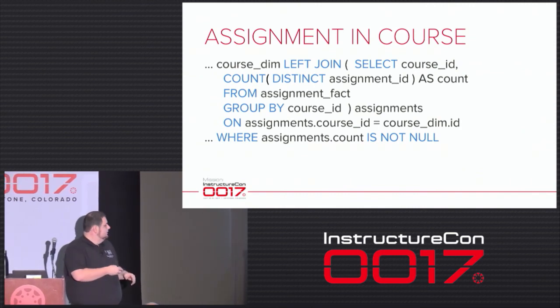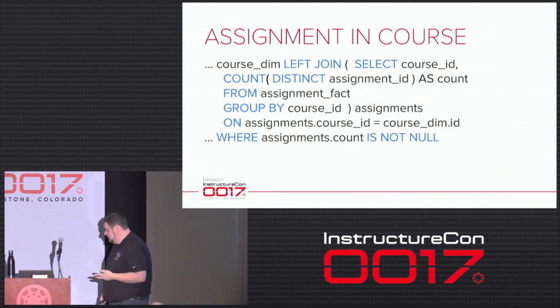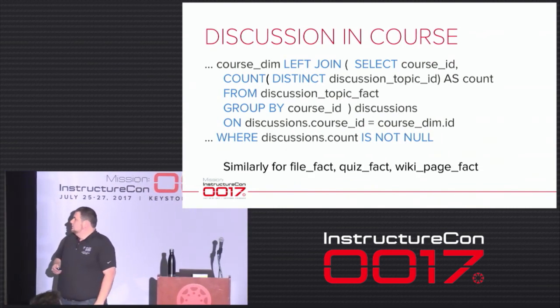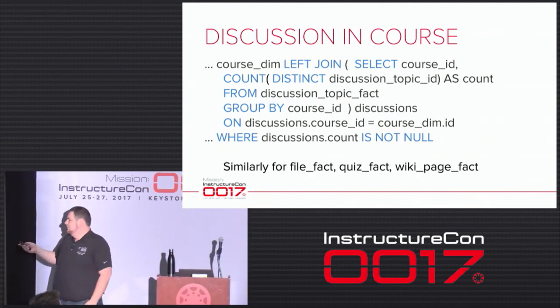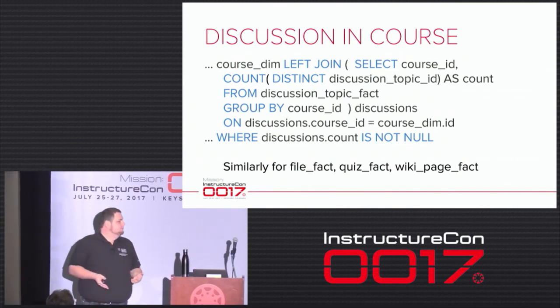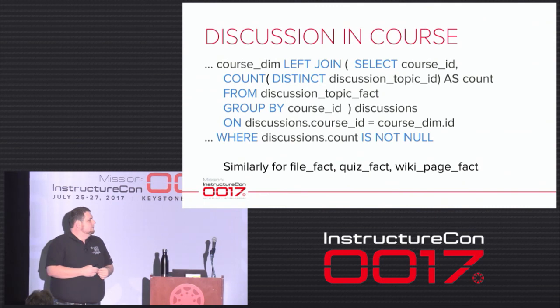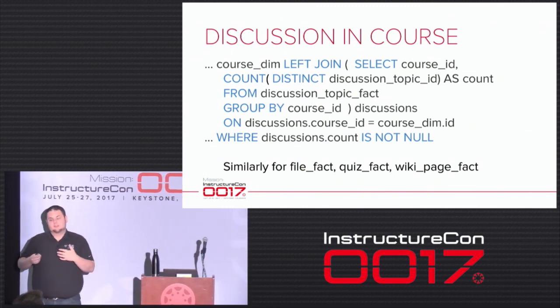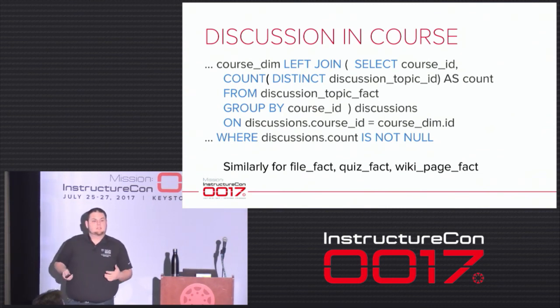So at the end of the course activity query in the where statements, we want something where either the assignments or the discussions or the files or the quizzes or the wikis are not null. So for discussions, it looks exactly the same, except that we're using the discussion topic fact table. And it looks the same for a file fact, quiz fact, and wiki page fact. All of those have a course ID value that you can group by.